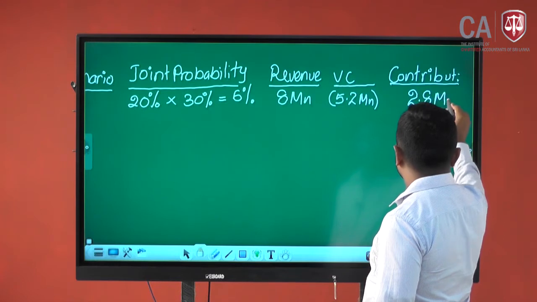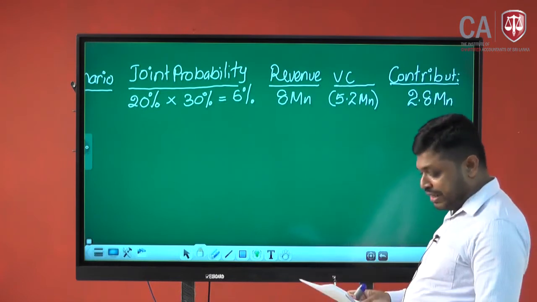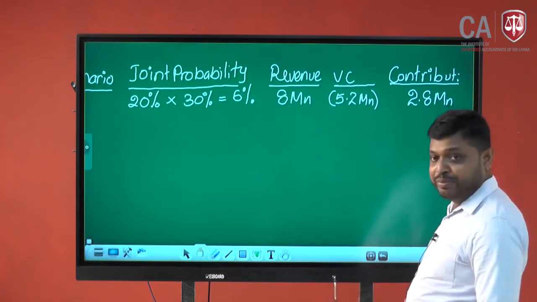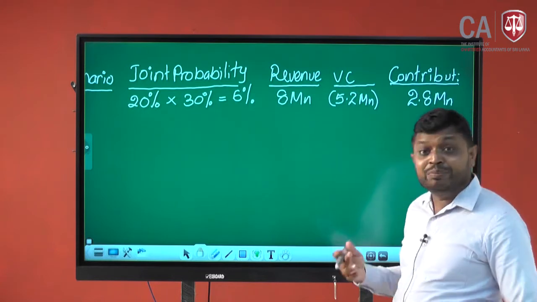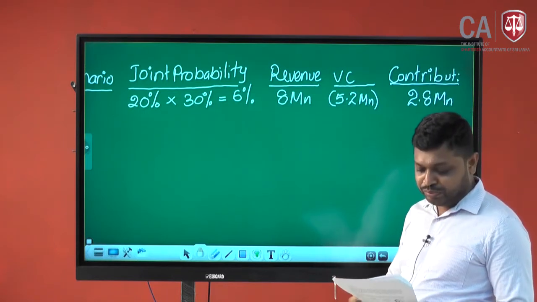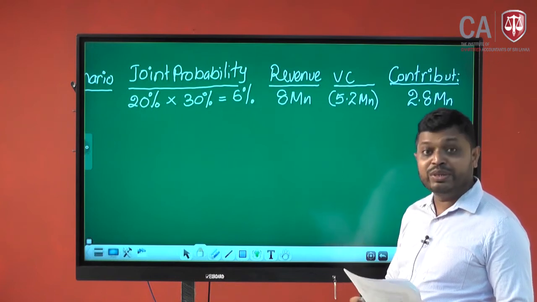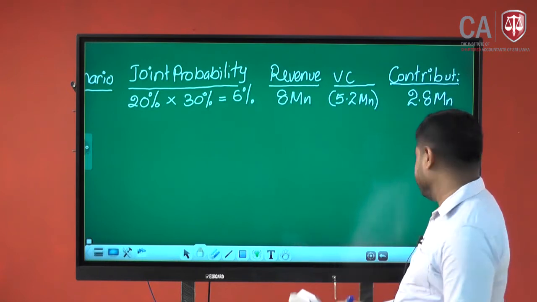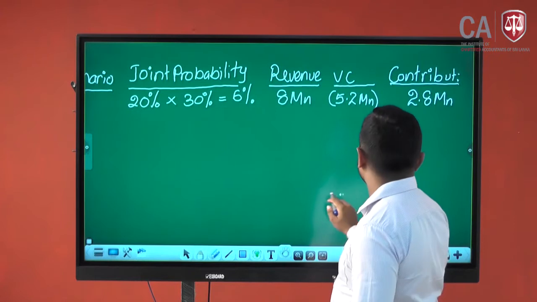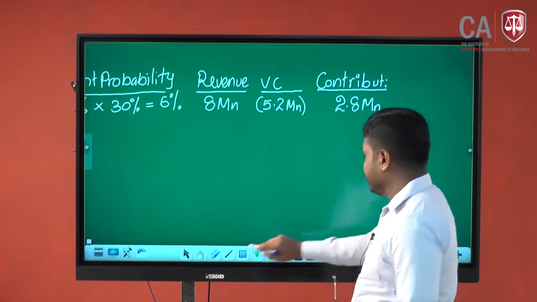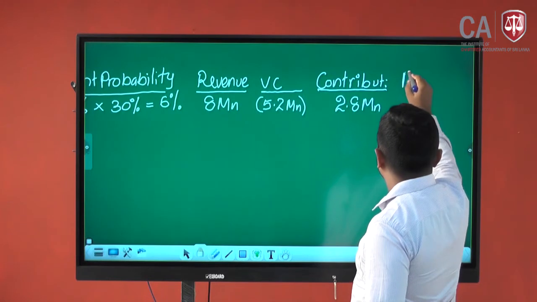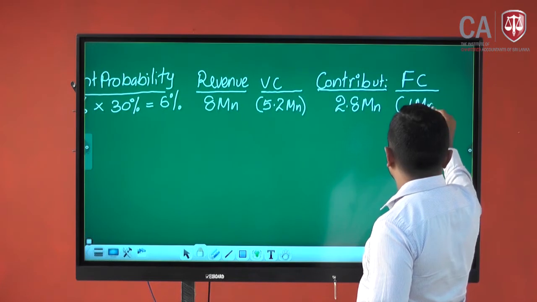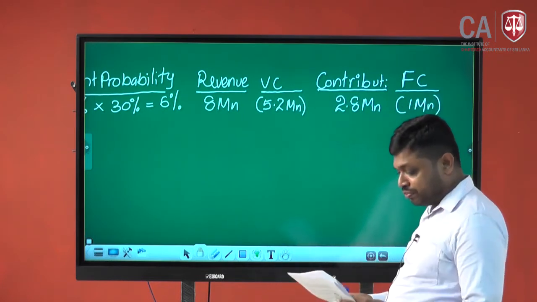2.8 million is your contribution. Got my point? Your contribution is 2.8 million. Now, when you are calculating profitability, what do you have to do? You have to deduct fixed cost. There is a fixed cost of 1 million. You have to deduct contribution minus fixed cost.